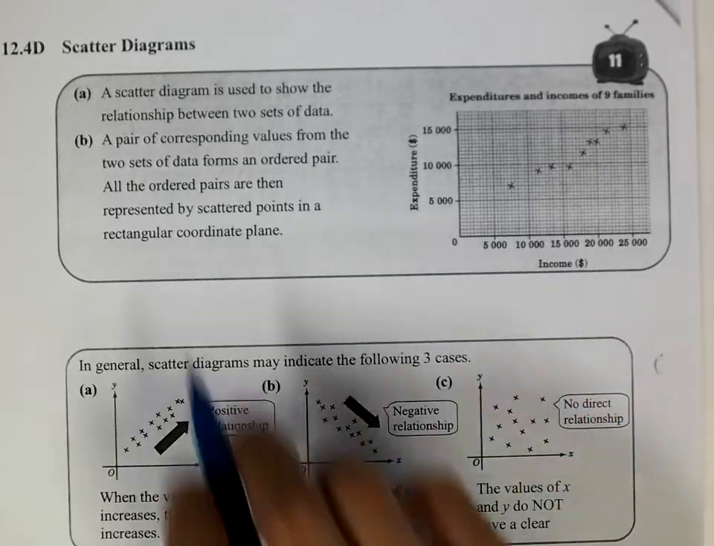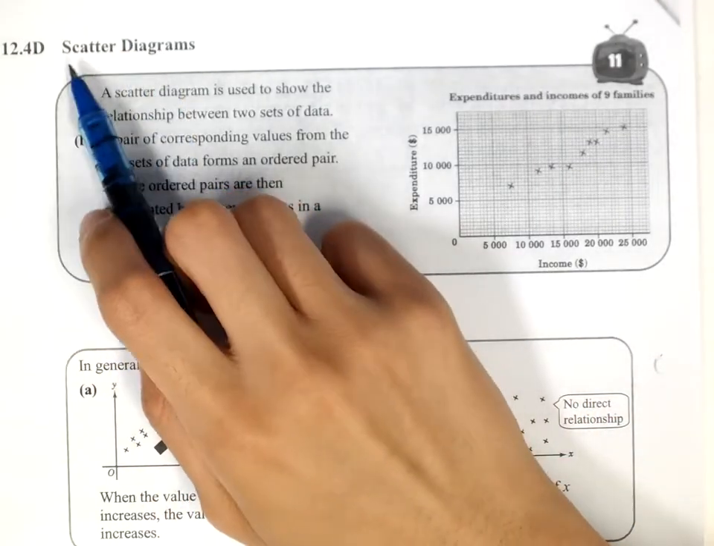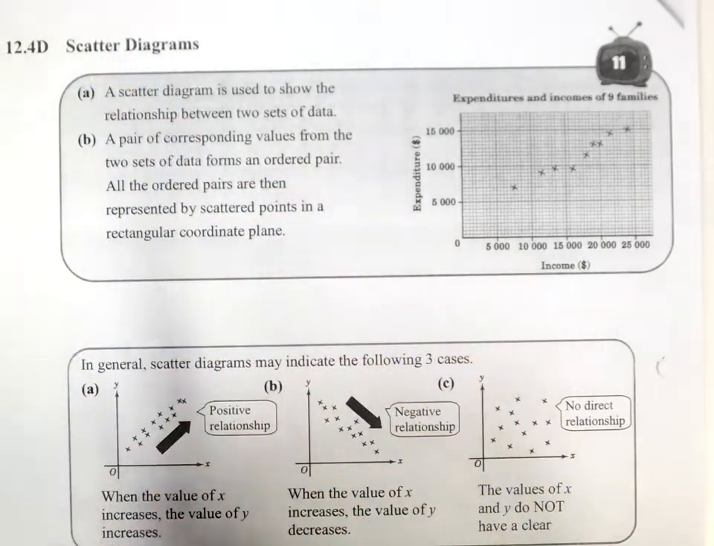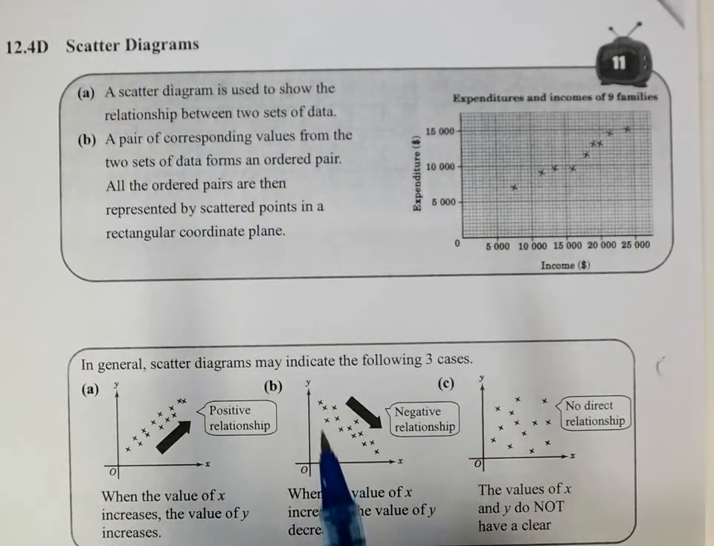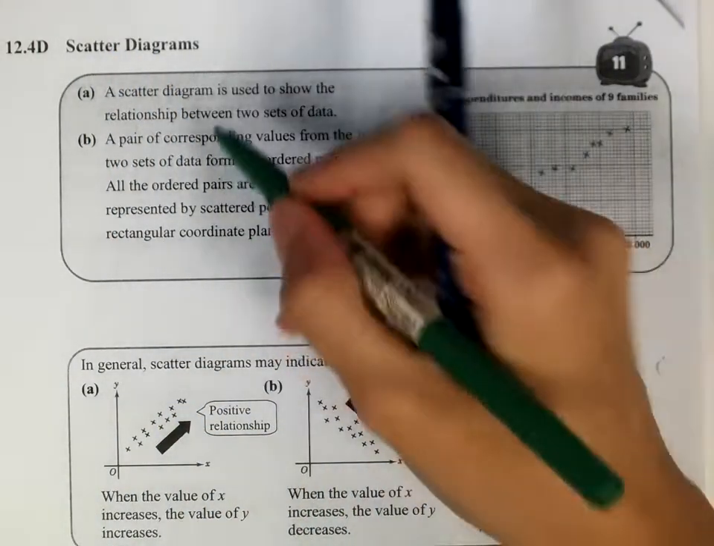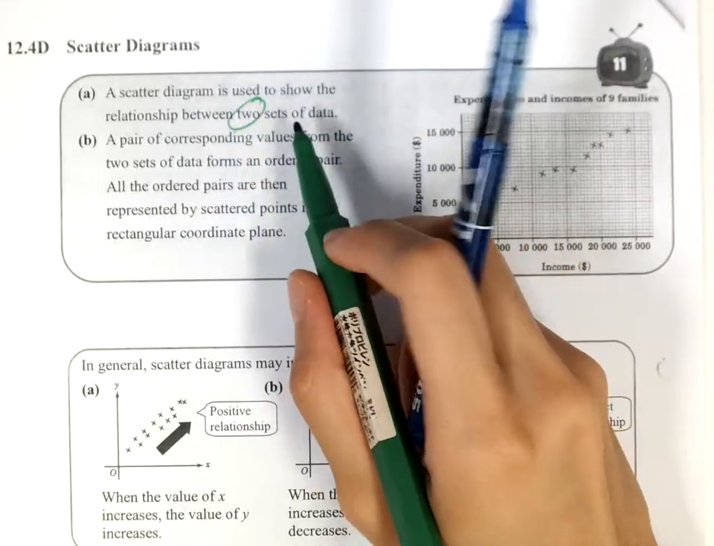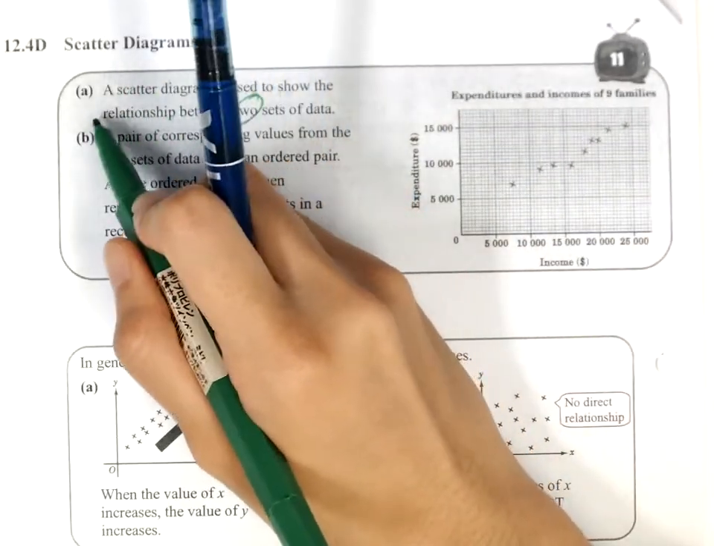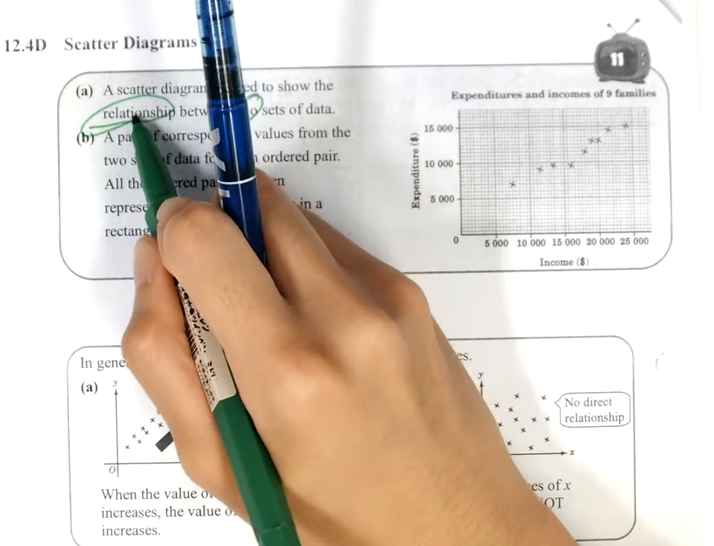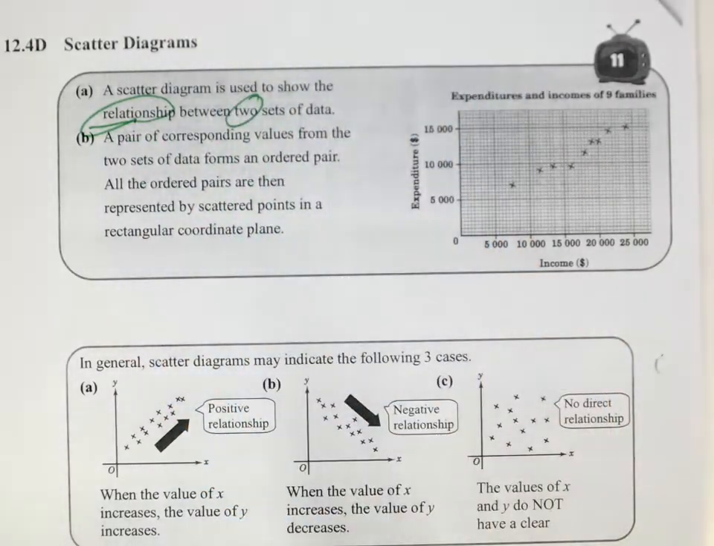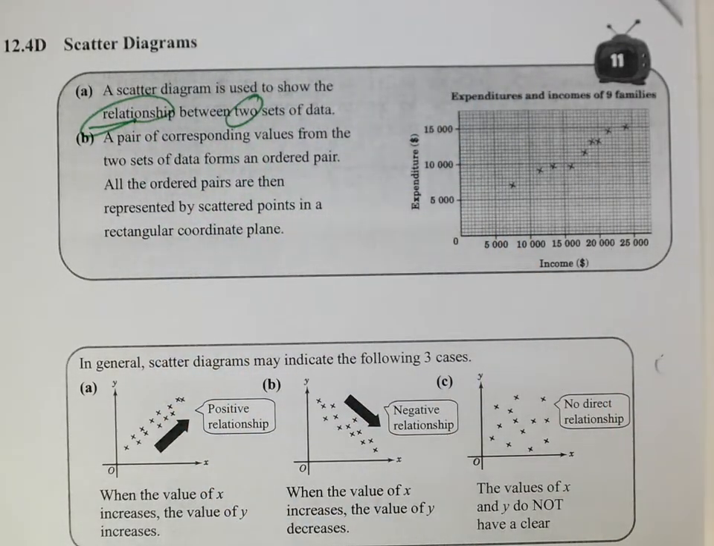Hello everyone, let's go to the last type of diagram, which is called the scatter diagram. We use it when we have two sets of data and we want to see if there is any relationship. So what do we do when we have two sets of data?